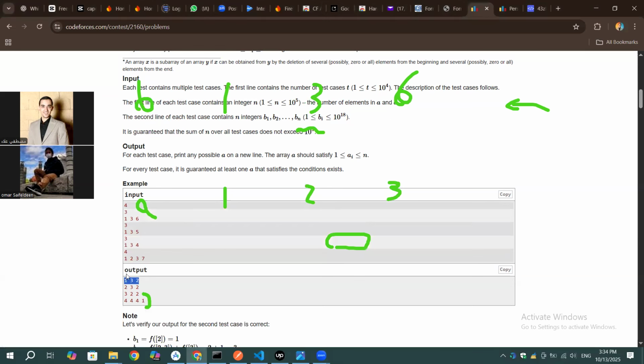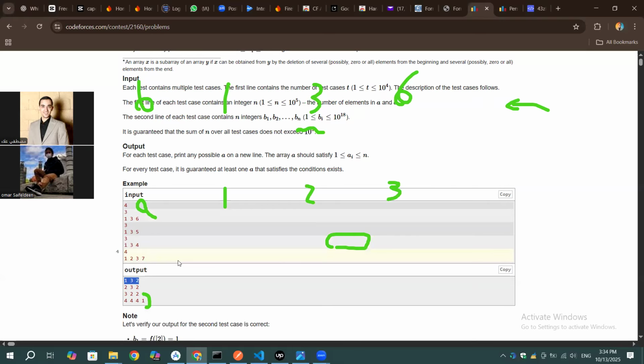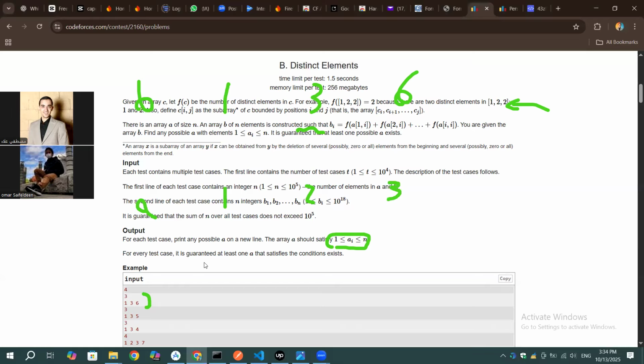It literally doesn't matter, it's okay. 1, 2, 3 or 1, 3, 2, everything is okay, because the values themselves don't matter. The thing is to make them distinct. Okay.